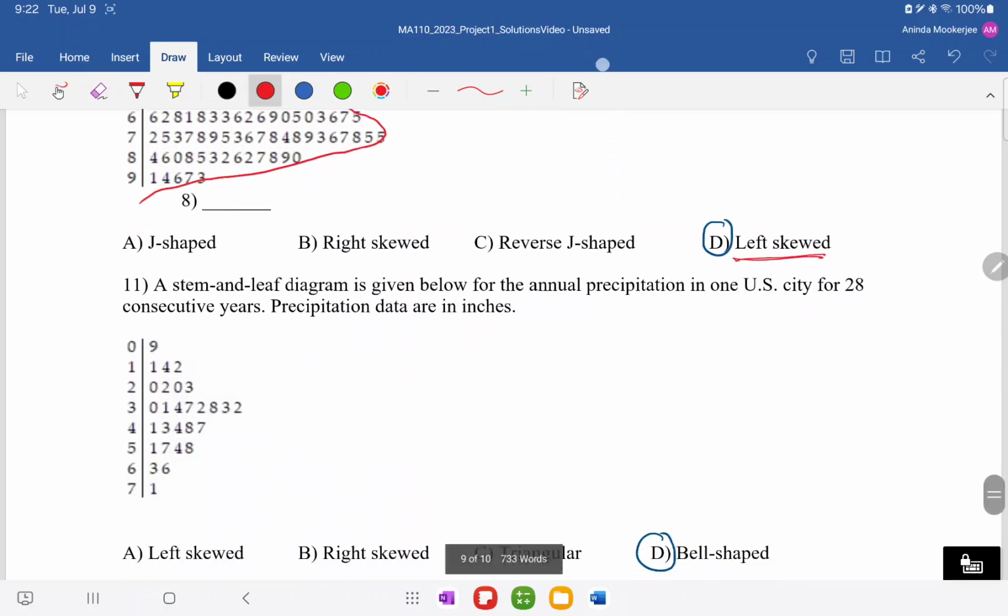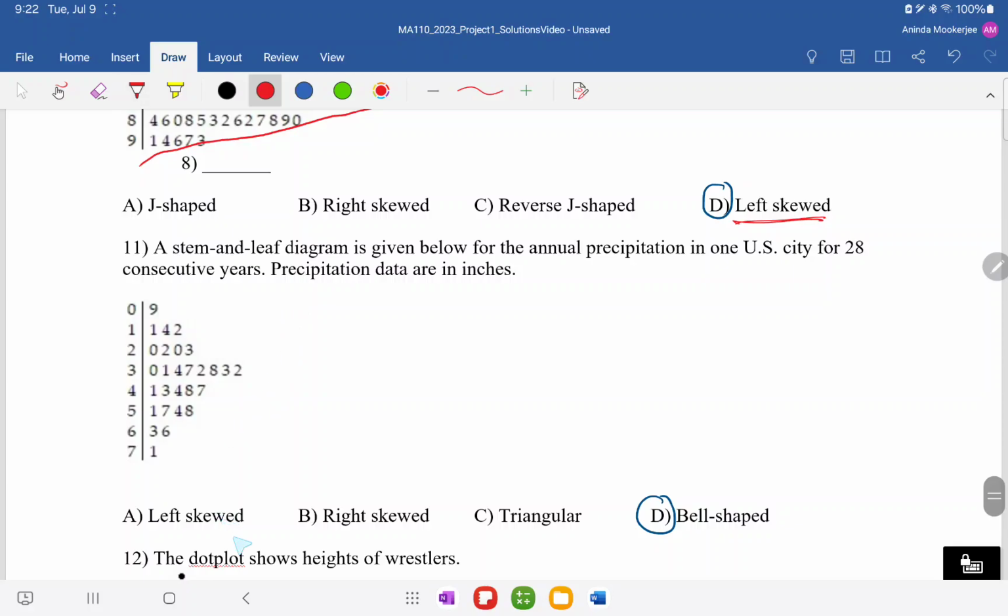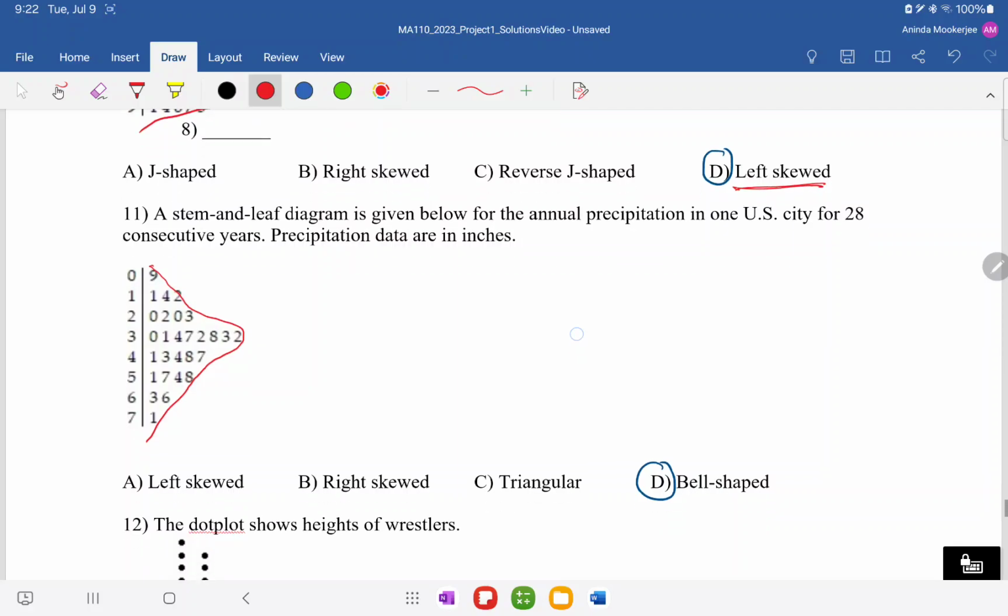All right, and then there's another one here. Here the choices are, is the distribution left skewed, right skewed, triangular, or bell-shaped? This is a bell-shaped distribution. We can just again superimpose a curve, and it is a symmetrical distribution, right?